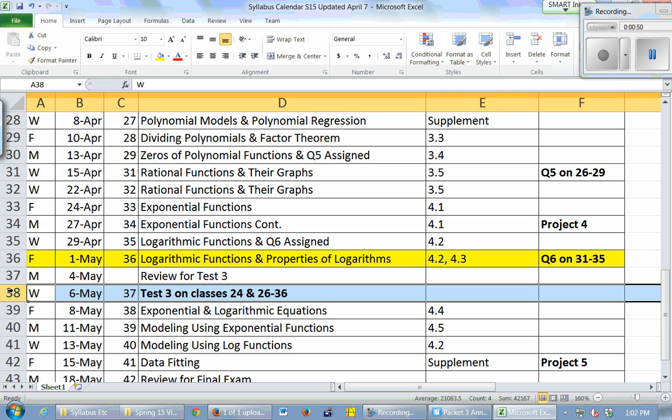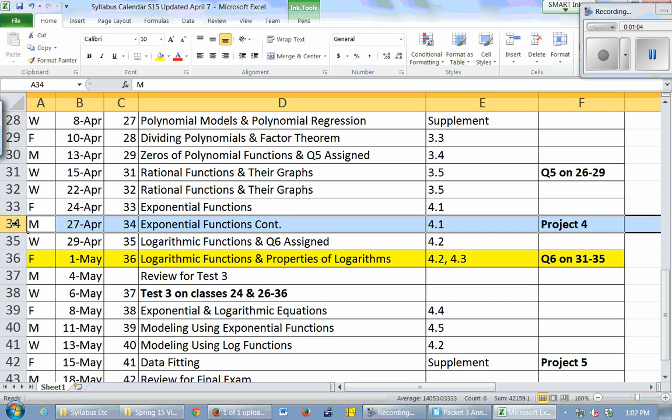Quiz 6, take home quiz 6 is due today. So please put that in the folder before you leave. That is your last quiz. All that's left after that is test 3 and Project 5.